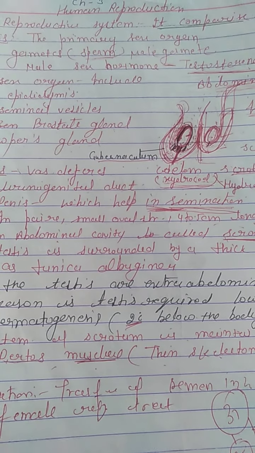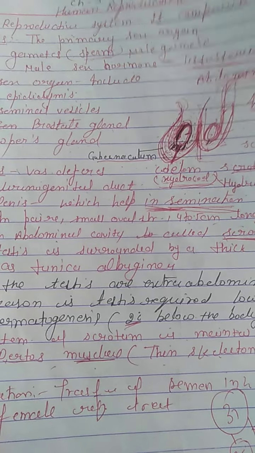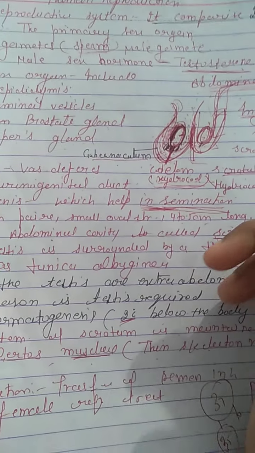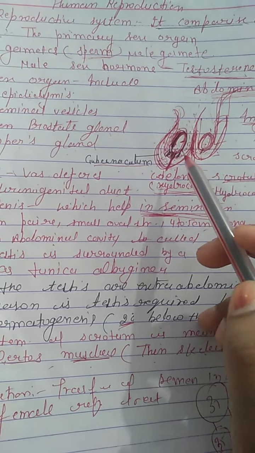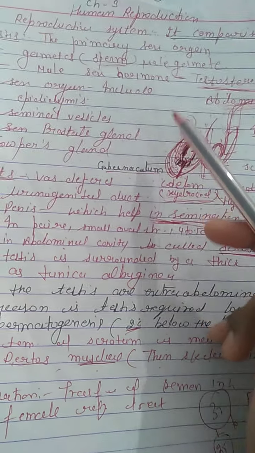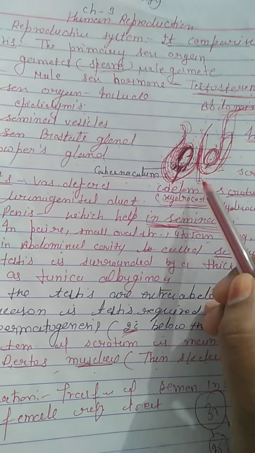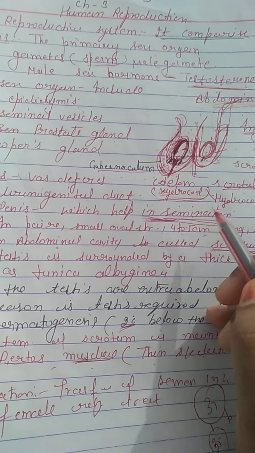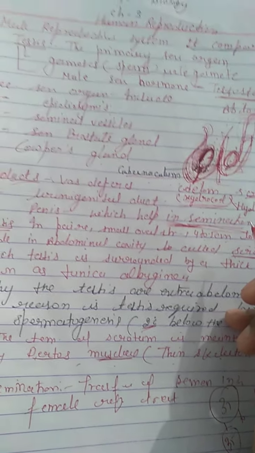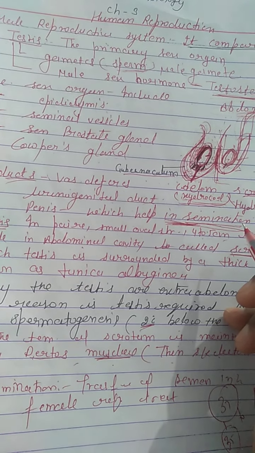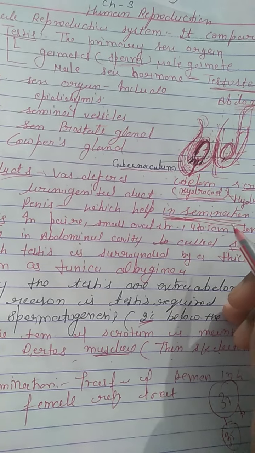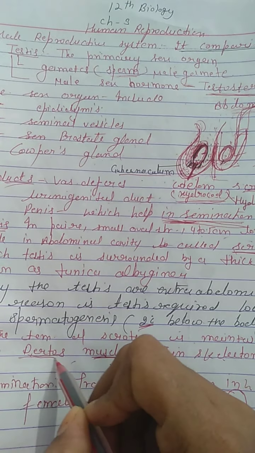And a very important function of testes is the production of sperm. And for the production of sperm, the temperature inside the testis is 35 degrees, and this 35 degree temperature is maintained by a special type of muscle. These are known as the dartos muscle.